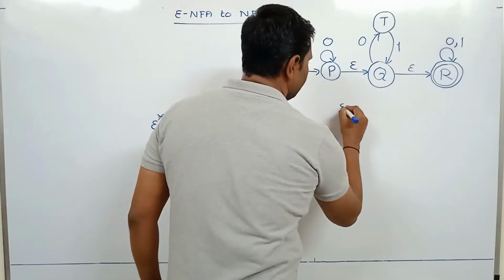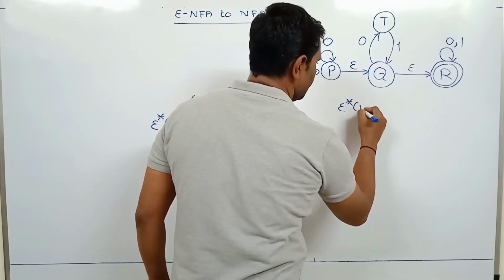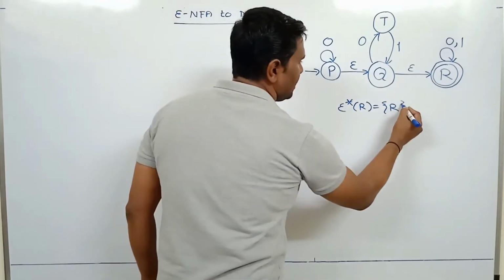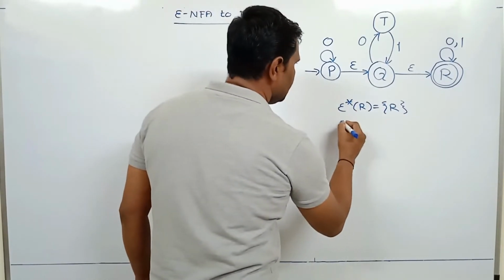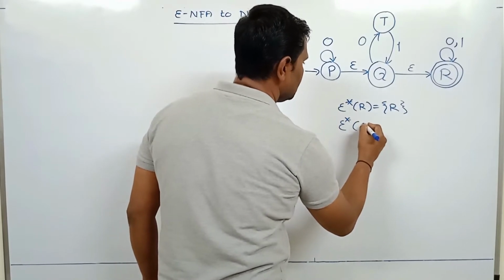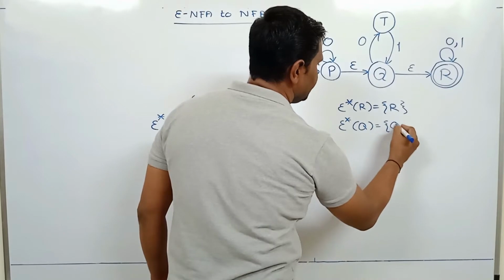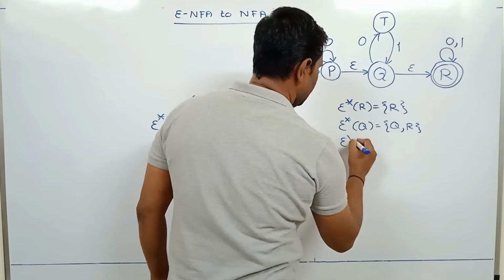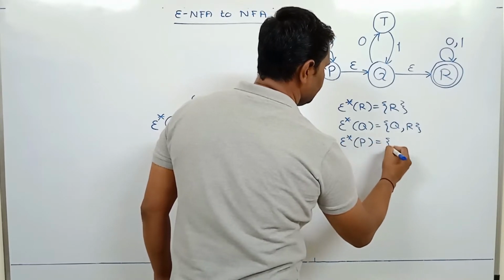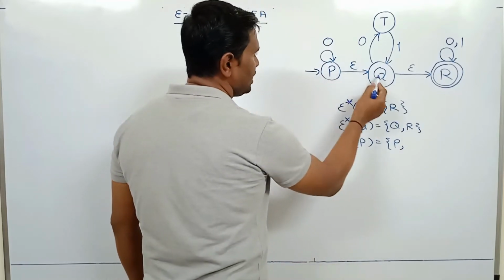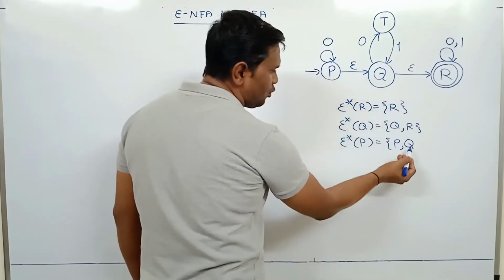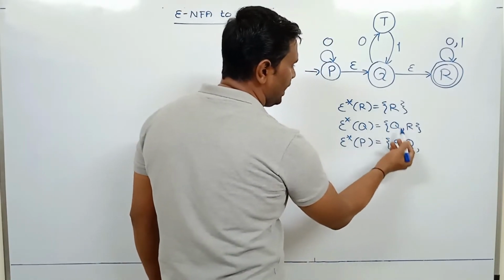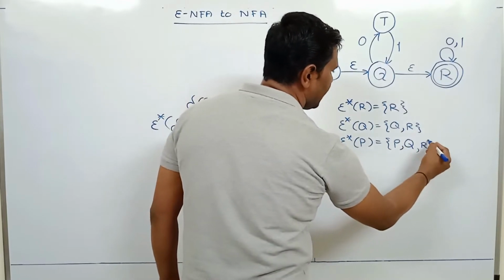Now for epsilon closure of R, every state is in the epsilon closure of itself, so R is in epsilon closure of R. Now consider state Q. First we add state Q, and now from Q on epsilon we reach R. Epsilon closure of P: first we have to add P. From P on epsilon we go to Q. Now we have to add epsilon closure of Q in epsilon closure of P, so we add Q and R.